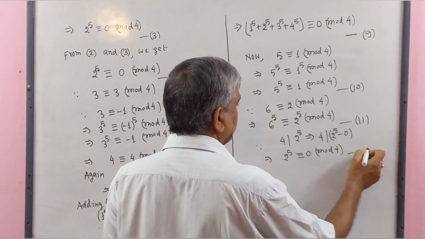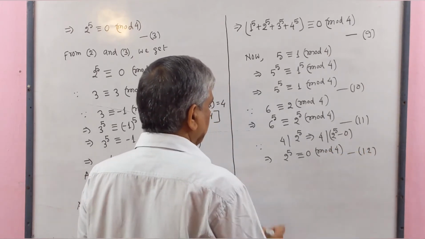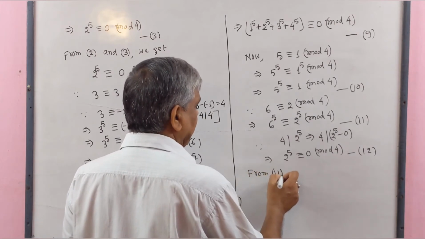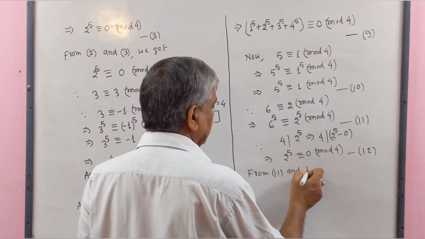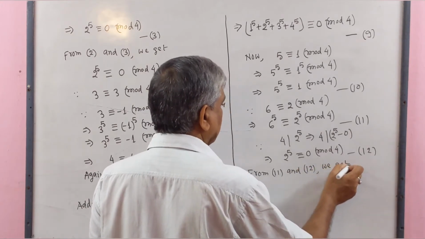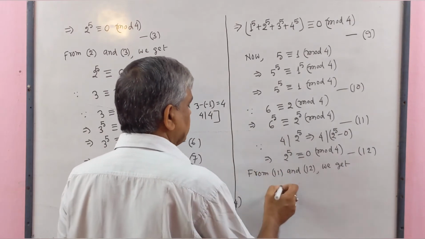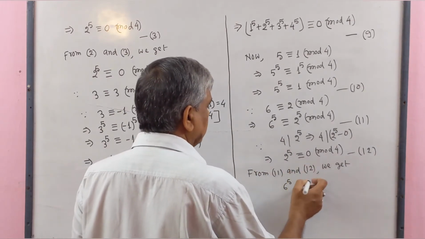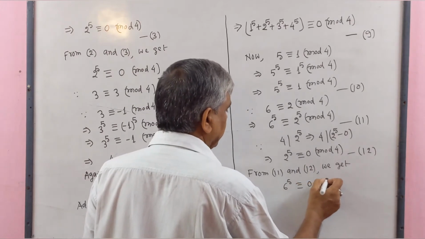This is number 12. From 11 and 12, we get 6 to the power 5 is congruent to 0 modulo 4.